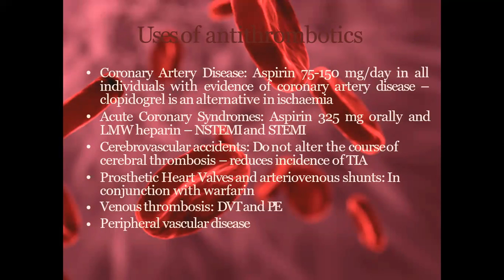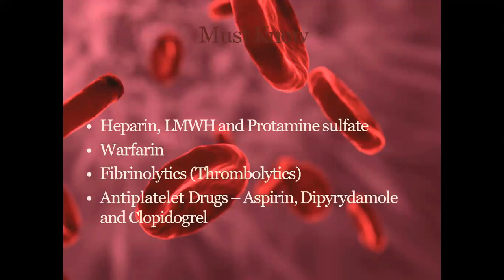So the uses of antithrombotics are in coronary artery disease, acute coronary syndrome, cerebrovascular accidents, prosthetic heart valves and arteriovenous shunts, venous thrombosis, peripheral vascular disease, etc. So you must know heparin, warfarin, fibrinolytics, and antiplatelet drugs like aspirin, dipyridamole, and clopidogrel.